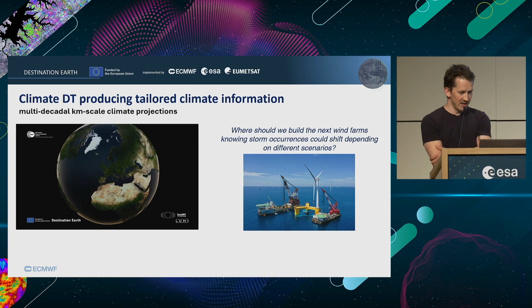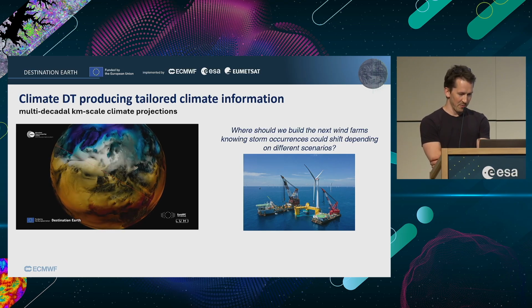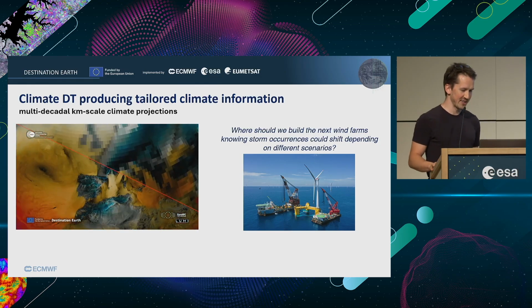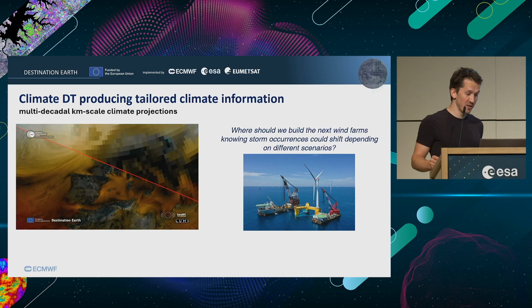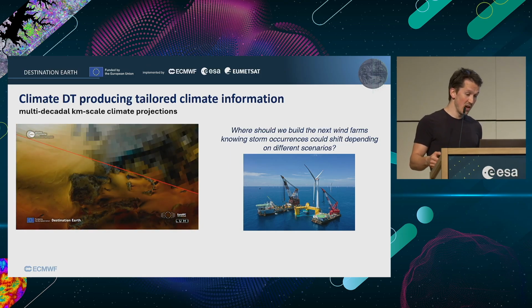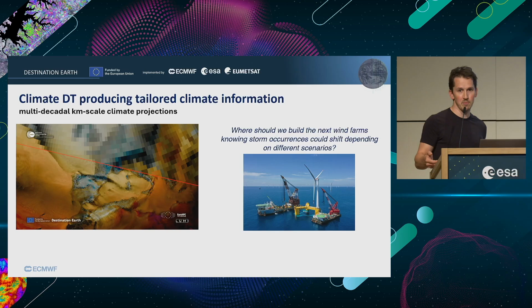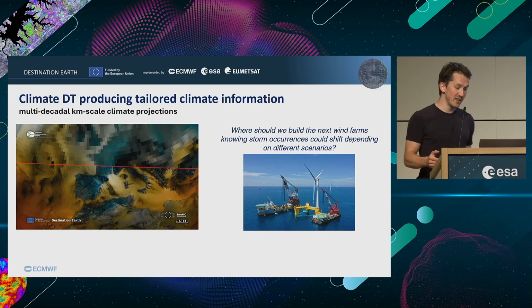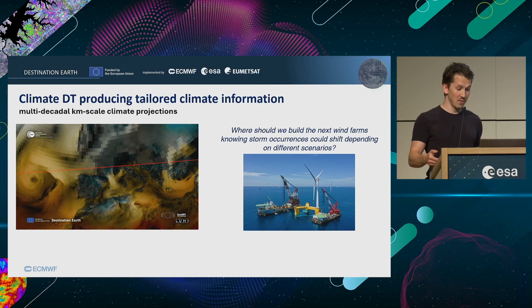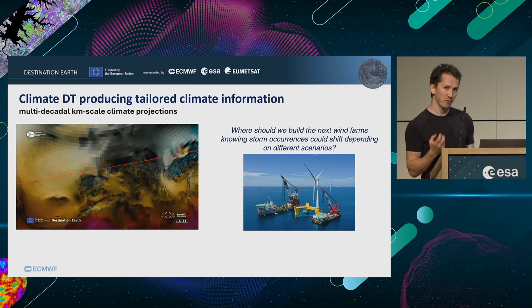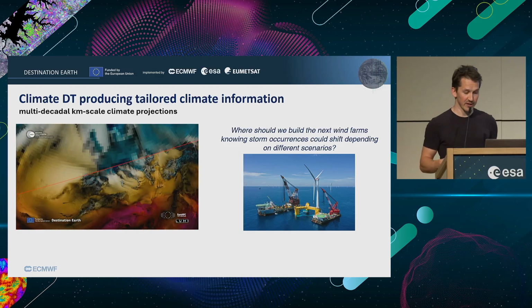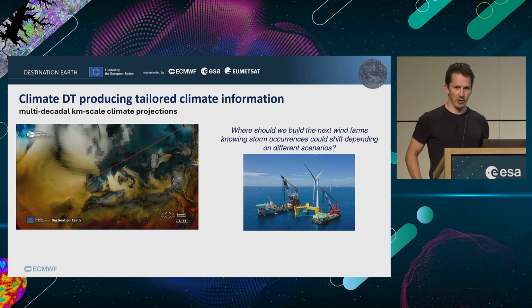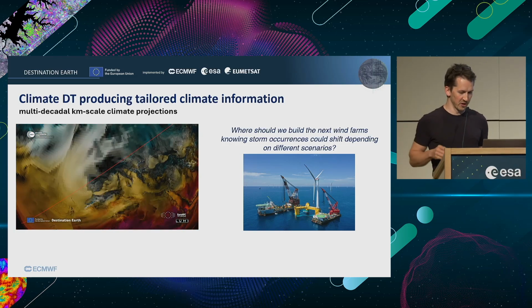So with the simulations that we do with the climate DT, I want to give you one quick example on how those could be used for climate information. Take, for example, wind speed. Now, in the animation, you can see above the red line the resolutions that you get typically from global climate models, which is on the scale of around 100 kilometers. What the climate DT provides is the same information at 5-kilometer resolution. Now, the type of questions that we can answer with that is, for example, if we want to build a new wind farm, where should we build that wind farm, knowing that wind patterns change under future climate change?